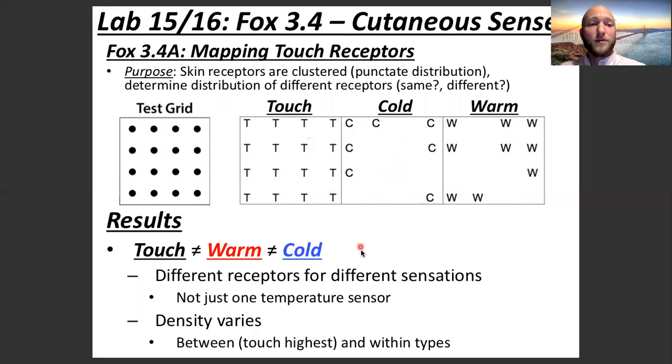What does this all mean? Well, the receptors that detect touch are different than the receptors that detect cold, and the receptors that detect cold are different than the receptors that detect warm. Different receptors for different sensations. There's not just one temperature sensor. There's cold sensors and there's warm sensors. These receptors are physical things. You can look at them with a microscope. And where they are located, there are some spaces where they're not located.